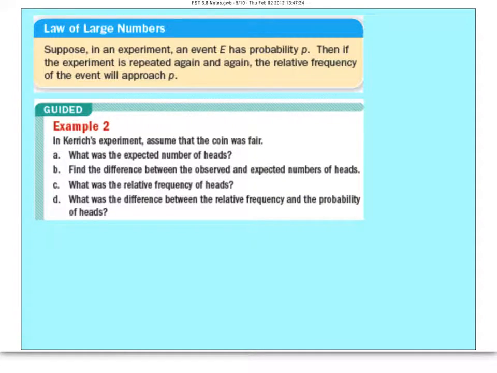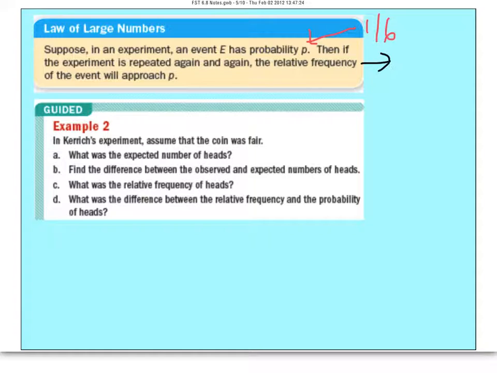In learning objective B, we're going to understand the law of large numbers and the law of averages. So let's talk about the law of large numbers first. Suppose that in an experiment, the event E has a probability of P. Again, let's say we're rolling a die and we want the 1 to show up. So the probability is 1/6. Then, if the experiment is repeated again and again, the relative frequency of the event will approach P.